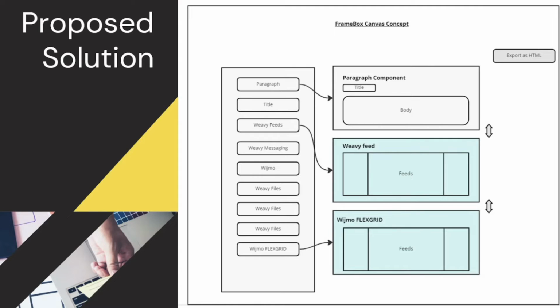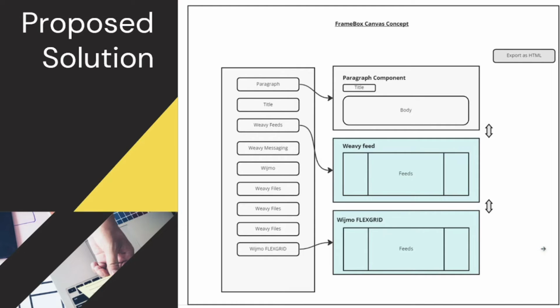So from the list of components that are listed on the left side of the page, as you can see, paragraph, titles, VV feeds, etc., we can just drag and drop them into the code space, and the code space will automatically render them. The user can drag and resize them to the need of the user, and also rearrange them as per the user's convenience.